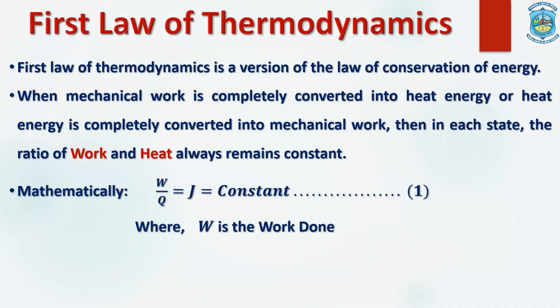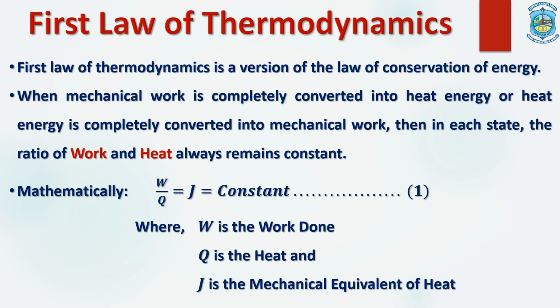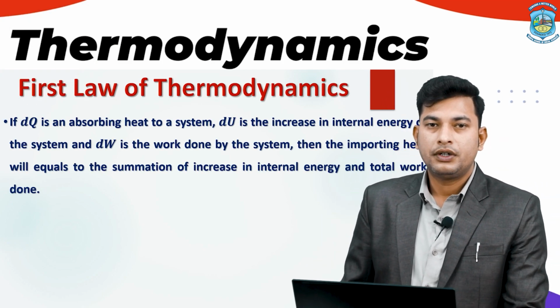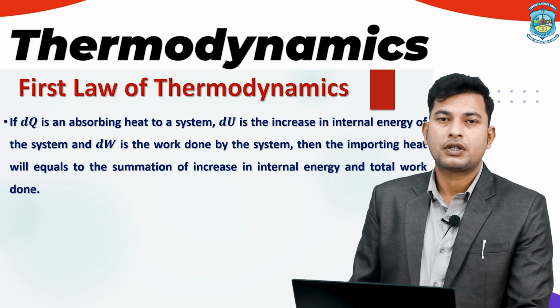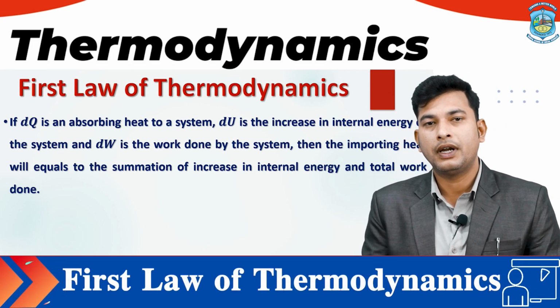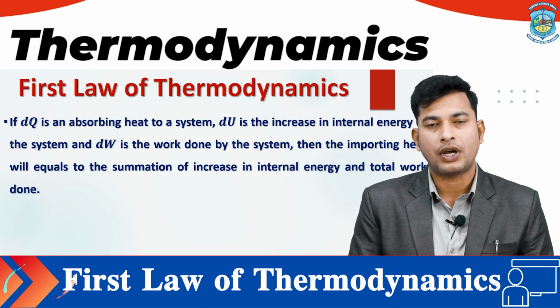where W is the work done, the mechanical work we are having, Q is the heat, the input heat we are giving so that we can have this mechanical work, and J is a mechanical constant value, the mechanical equivalent of heat. These values have to be differentiated, because we are going to discuss the change in heat or change in work. Since we cannot have constant values all the time, they have to change with respect to time.